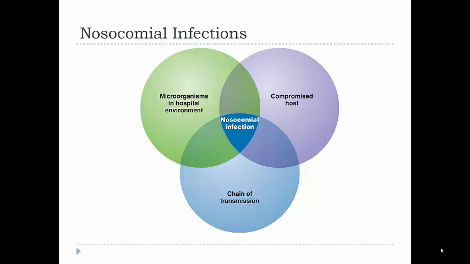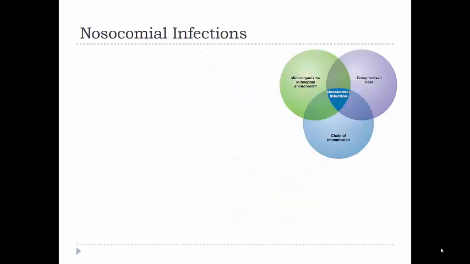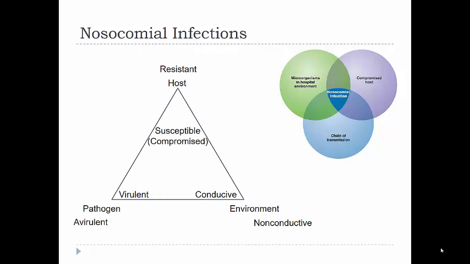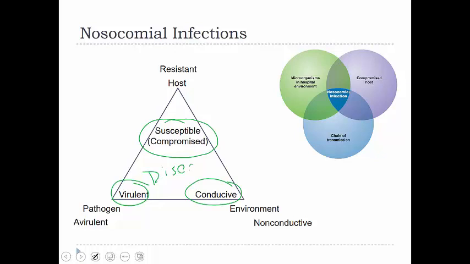Now, the textbook shows this as a Venn diagram, but I find that students understand it better if I show it to you as the disease triangle. For the disease triangle, we must have a susceptible or compromised host, a conducive environment, and a virulent pathogen in order for disease to occur. You have to have all three.